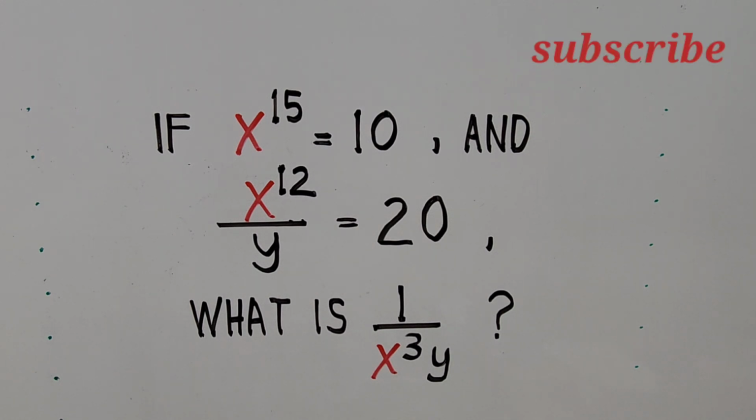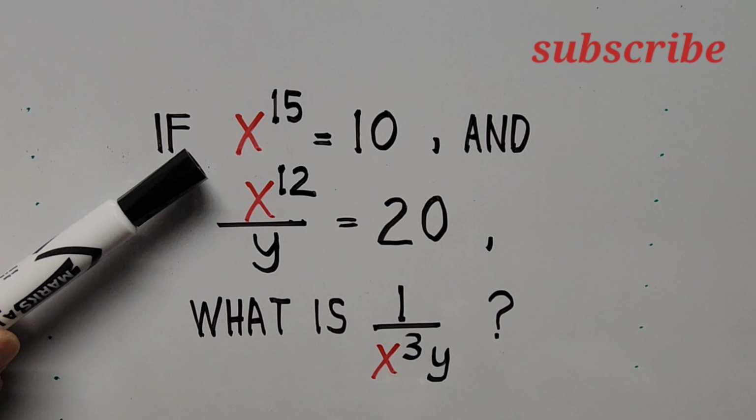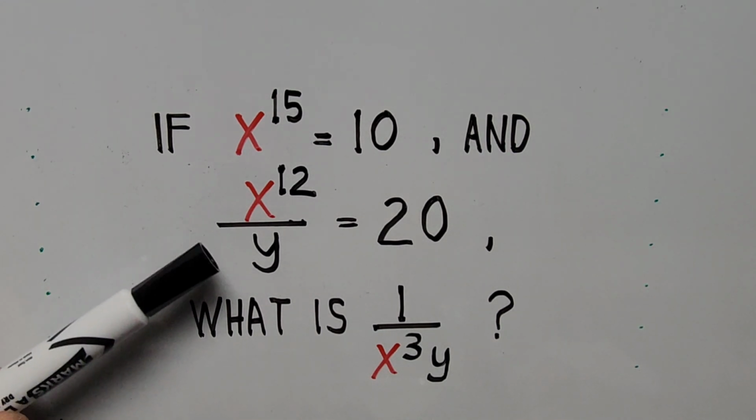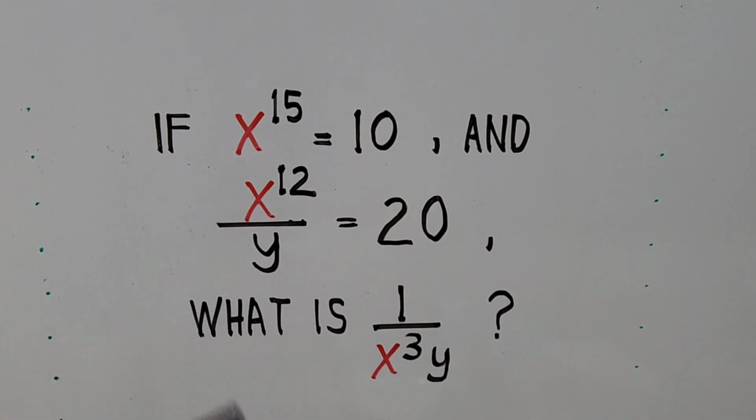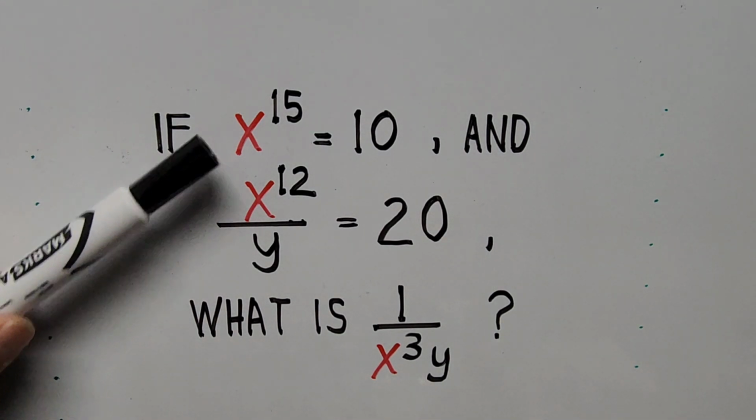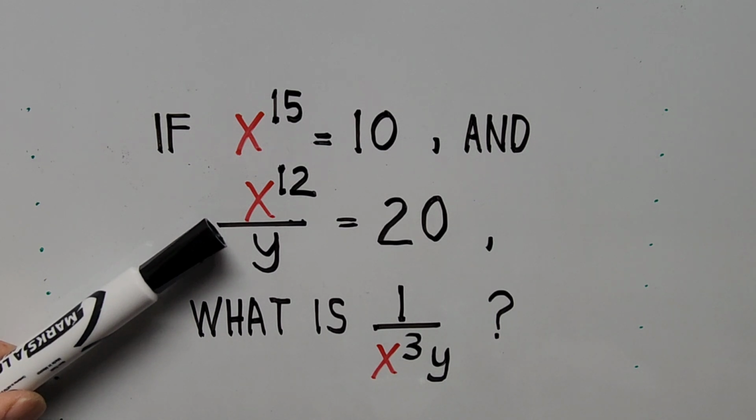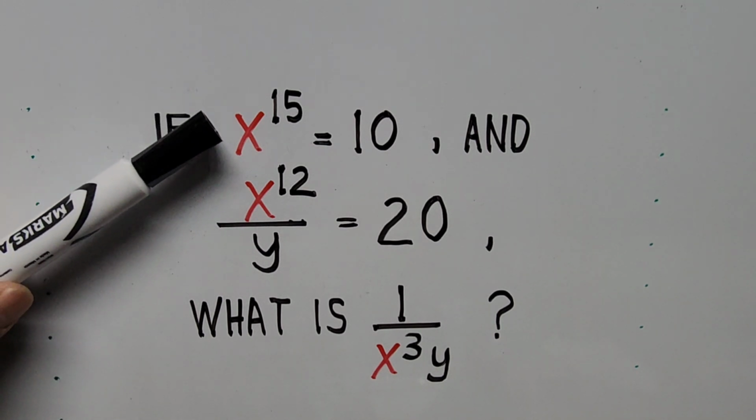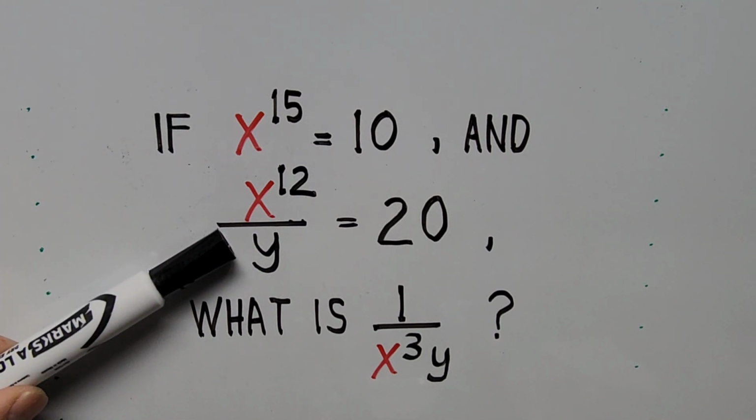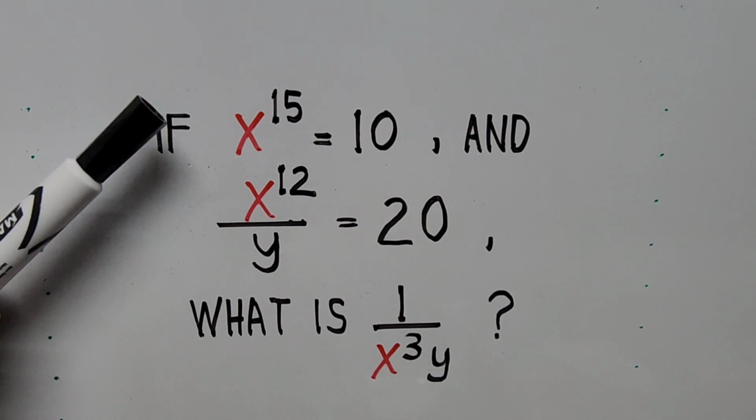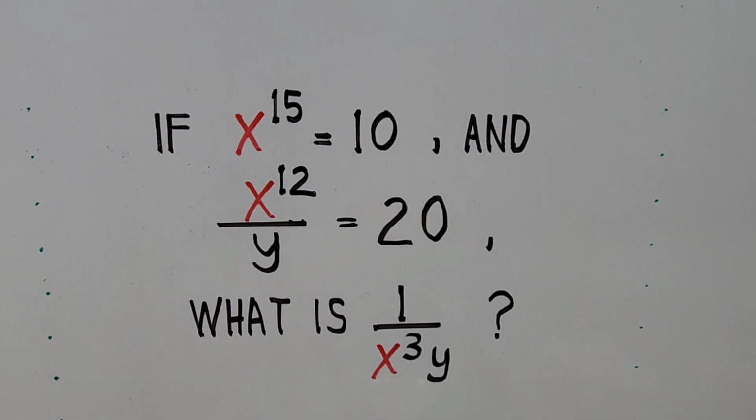First, if you notice, you got these two conditions right here. X to the 15 is 10, x to the 12 divided by y is 20. Do you see the relationship of those two equations? This is x to the 15 and this is x to the 12. So if we consider this as the first equation and this is the second equation, how are we going to solve it? And to get the value of this one right here, 1 over x cubed y.